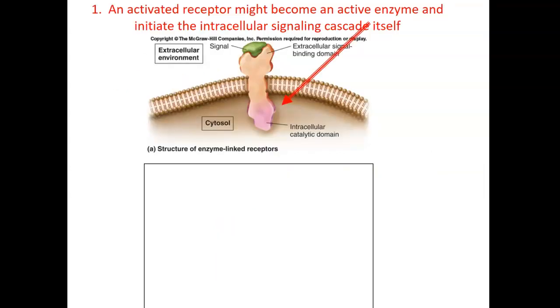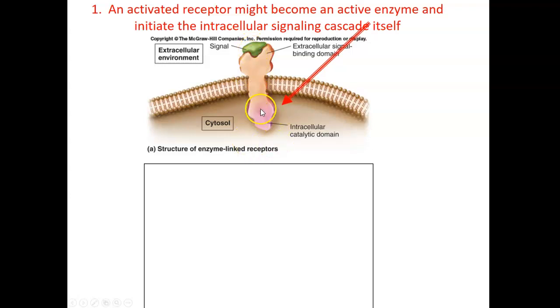So let's start with our enzyme-linked receptors. These are activated receptors that have enzymatic activity once they have bound to their ligand. And we have two very important domains that I need to point out. The first is the extracellular domain. This is outside of that phospholipid bilayer, and this is what's going to bind to that ligand or signal, hormone, etc.